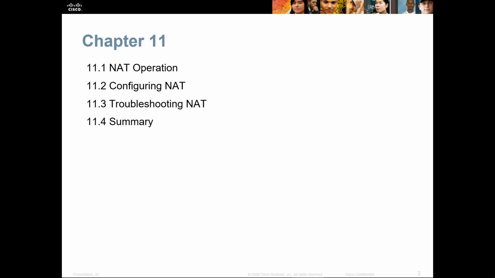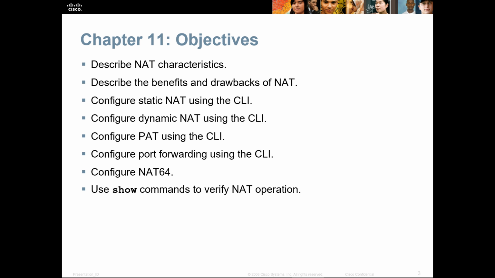NAT is pretty straightforward. NAT is the ability to take one address or a range of addresses and allow that to be the mask of a network, a single device, a range of devices, or really just depending on how you configure it. So we're going to talk about different characteristics.